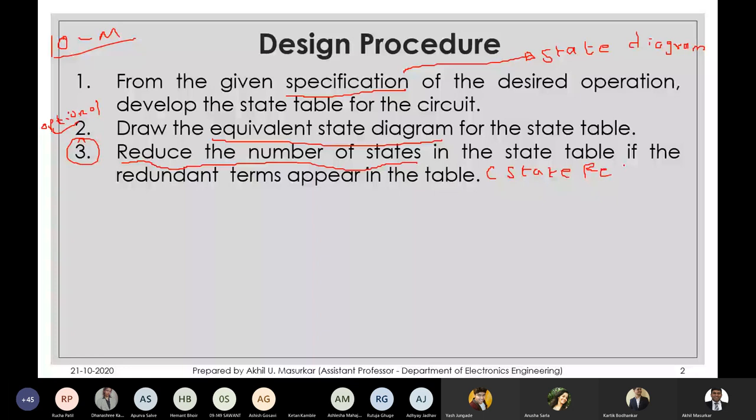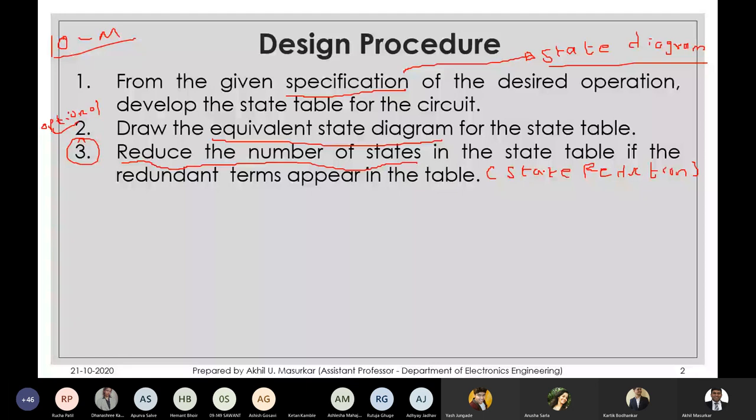Because many times we may develop a state diagram which is not reduced. So whether there is a redundant state or not, we can do that analysis by using implication chart method or partition table method. We can use partition table method if the number of states are less. So if there are just 5-6 states, then it is easy to see in the table. But if the number of states are more, if there are like, let's say 100 states, then we have to go for implication chart method.